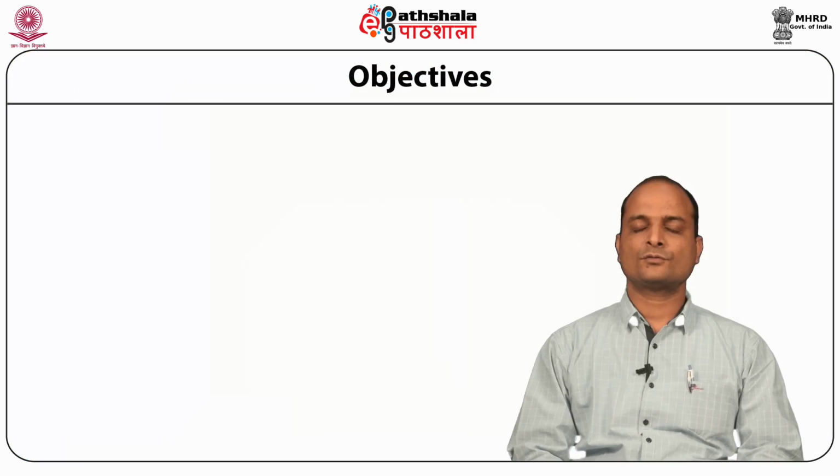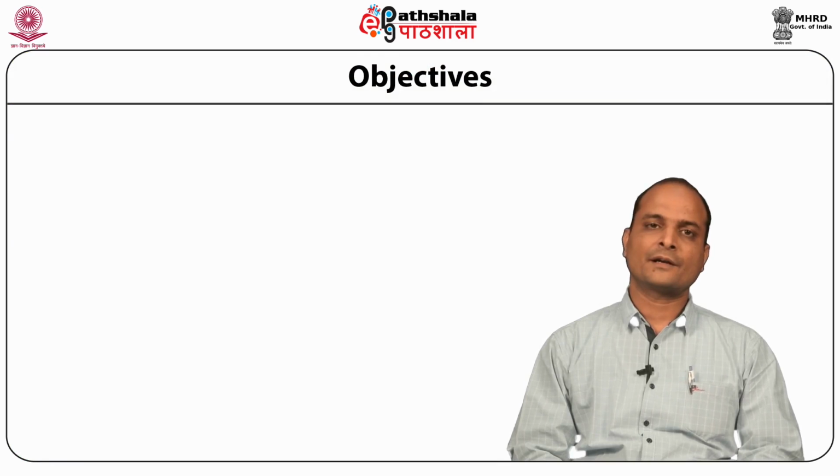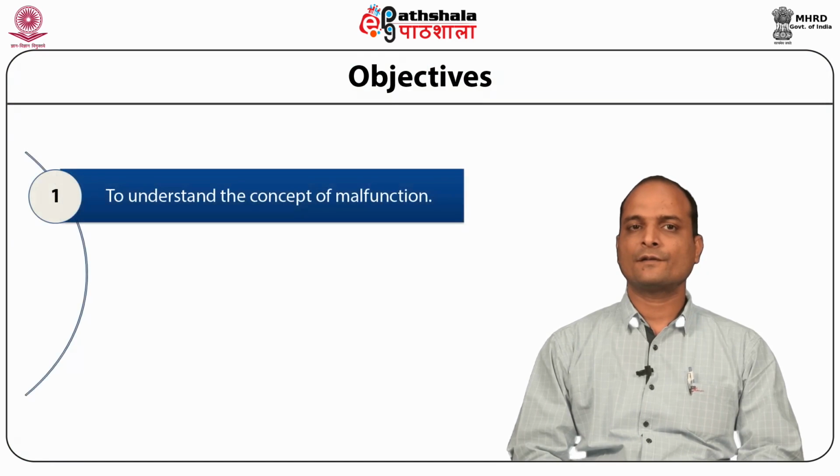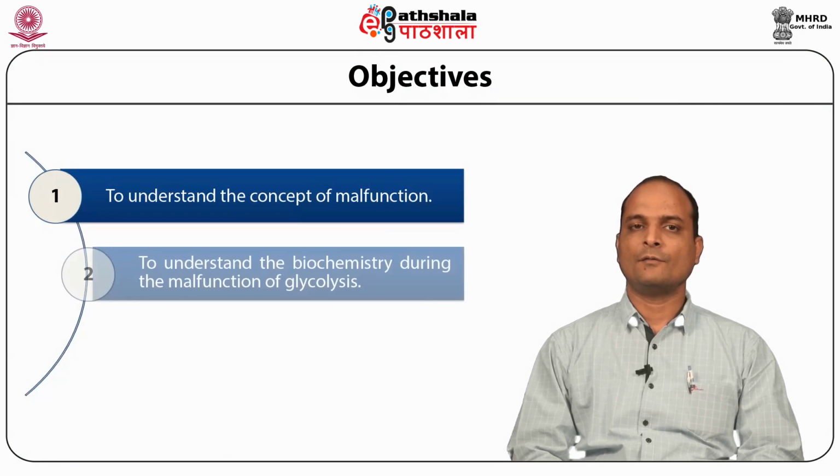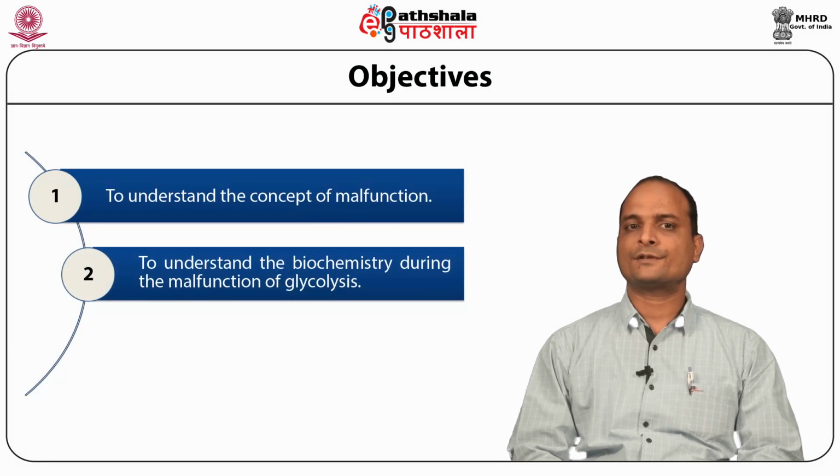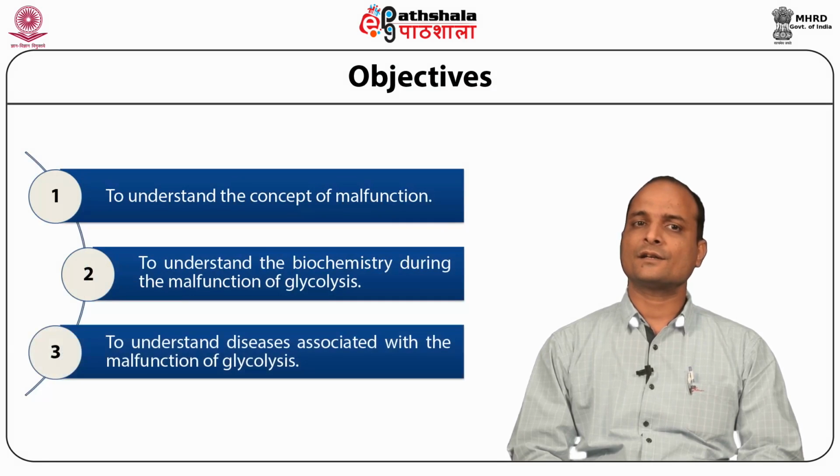Today we are going to discuss malfunction in glycolysis, which is a part of the paper carbohydrate metabolism. So students, let us see what we are going to learn in this module. Our target is to understand the concept of malfunction. We will also explore the biochemistry during the malfunction of glycolysis. Malfunction means failure to function normally.